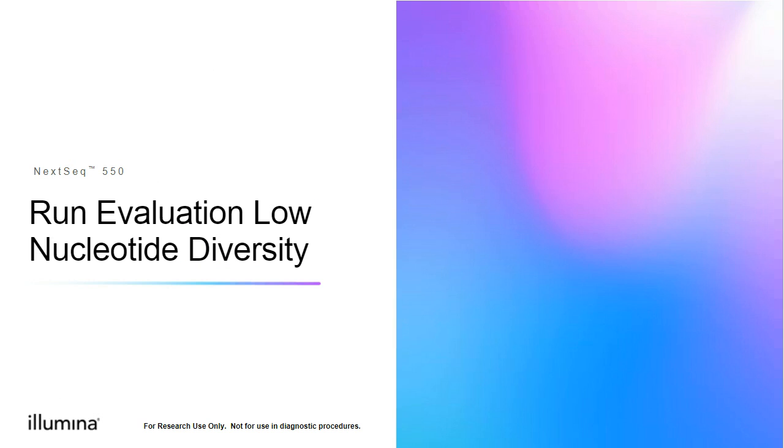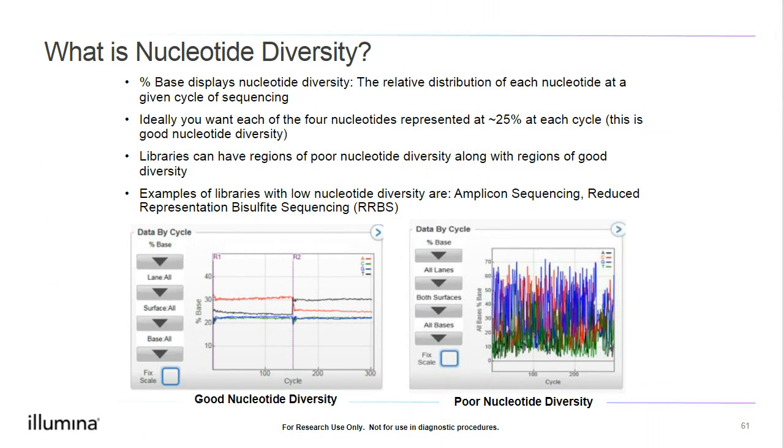Now let's review runs that have low nucleotide diversity. Nucleotide diversity refers to the proportion of each nucleotide, A, C, G, and T, at each position in the sequencing library. In SAV, we see this in percent base in the data by cycle chart.